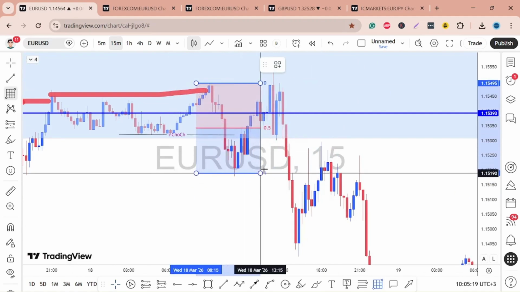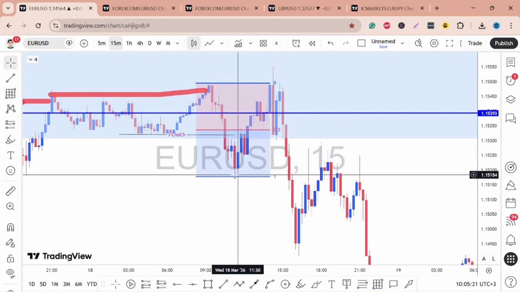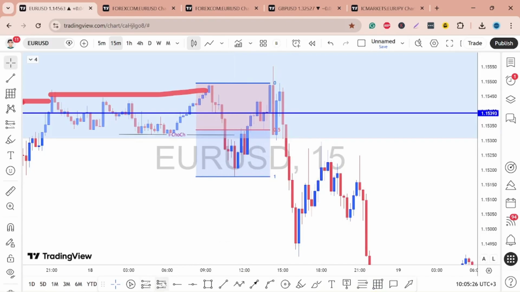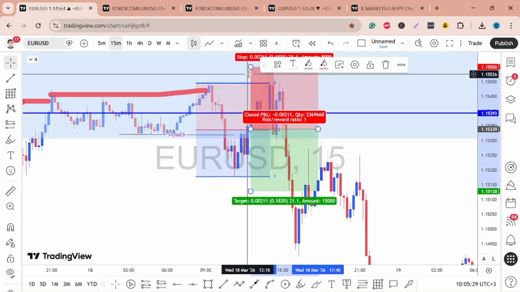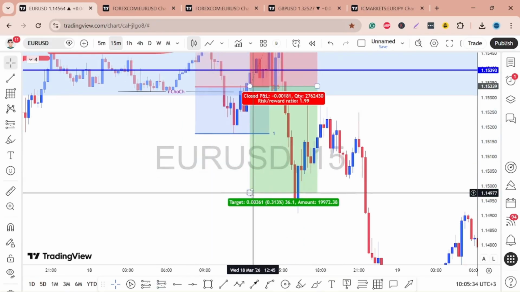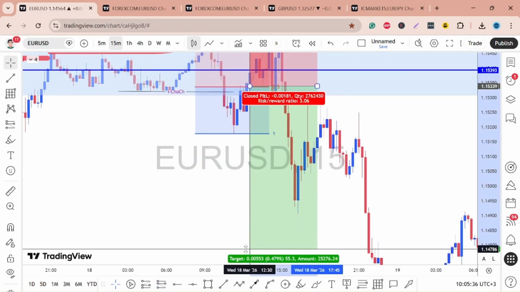And of course, guys, once we have that change of character confirmed, I pick my Fibonacci from the swing high to the swing low of this move that caused that change of character. So my entry being on the 50%, stop loss just above, and then I'll target 1:2, 1:3. So in this case, I was targeting 1:3.